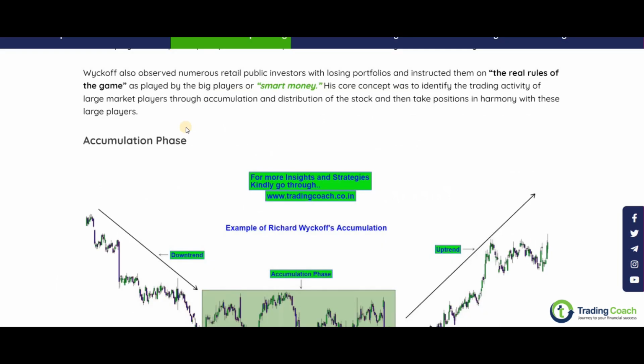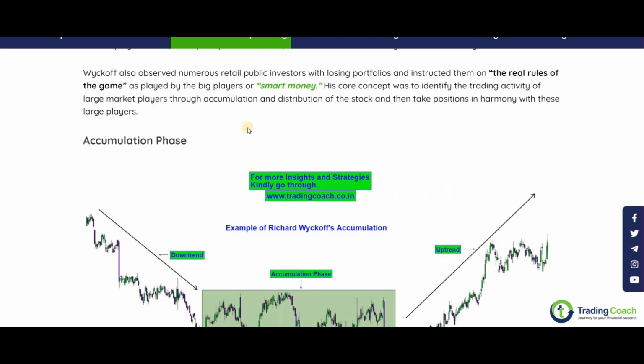Alright. So another most important and interesting aspect of the Wyckoff trading technique is that when we use the Wyckoff approach, we think about the markets from the perspective of the so-called big players or smart money traders. The core concept of Richard Wyckoff was to identify the activity of large market players and take positions along with the activity of big players. So he understands the market through the perspective of big money traders, the so-called institutions, hedge funds, mutual funds. They are the ones who move the market, and the Wyckoff approach is to understand the markets from their perspective.